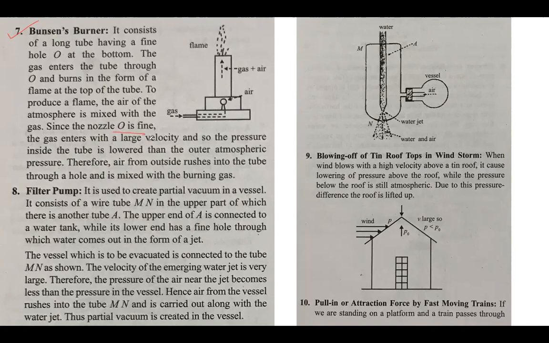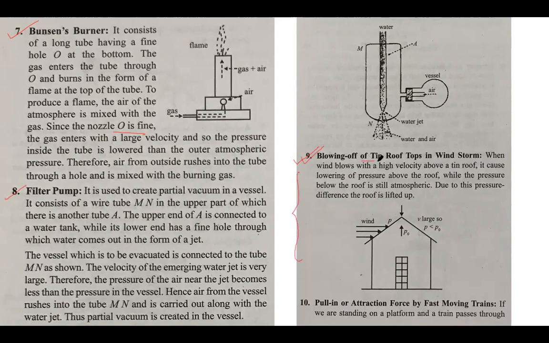the gas enters with a large velocity and so the pressure inside the tube is lowered than the outer atmosphere. Therefore, air from outside rushes into the tube through a hole and is mixed with the burning gas. Now, filter pump again. So these are all similar kinds of devices. This one is important because we'll be doing some questions based on this as well.